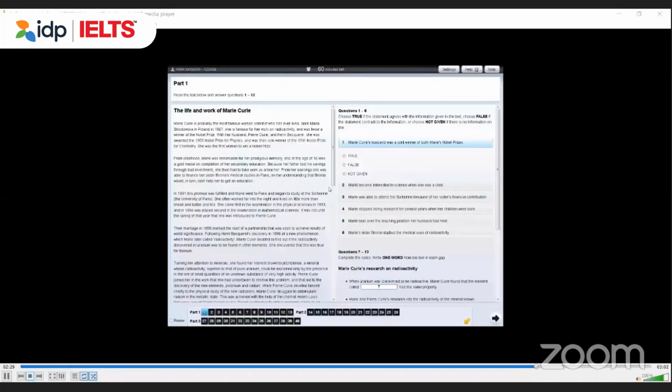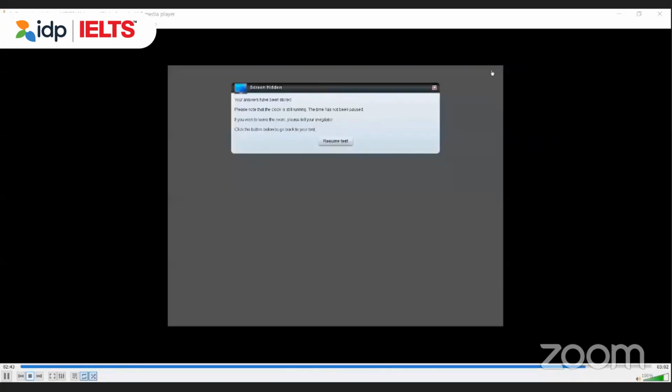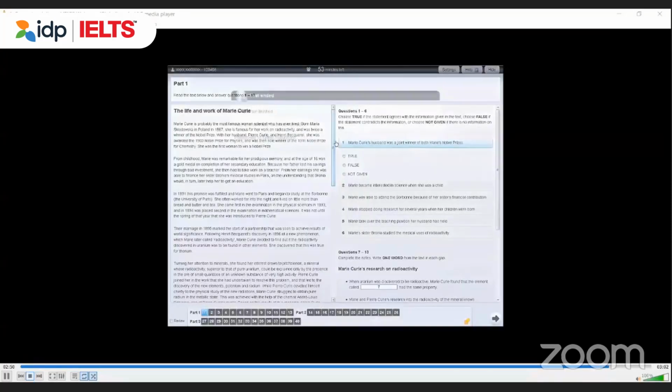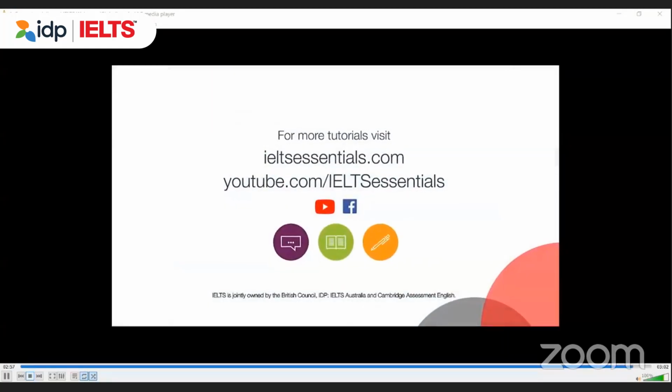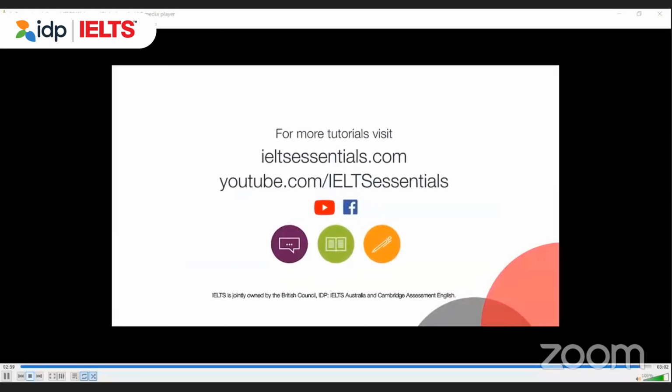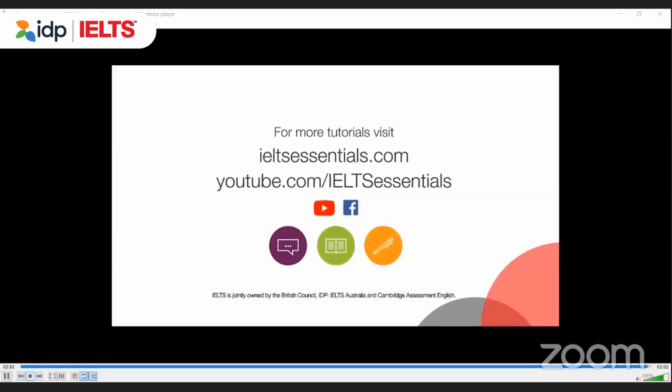If you wish, you can also highlight sections of text. If you need to leave the test room for a few minutes, you can hide your screen by clicking on the Hide tab. When you return to the test room, click on the Resume Test button. That is the end of the introduction tutorial for computer-delivered IELTS. Check out the IDP IELTS YouTube channel for tutorial videos for listening, reading and writing.